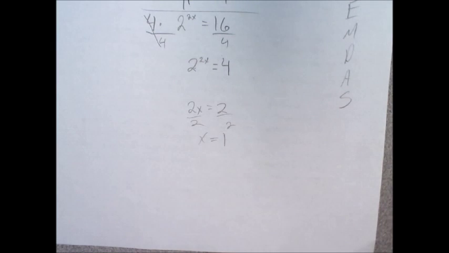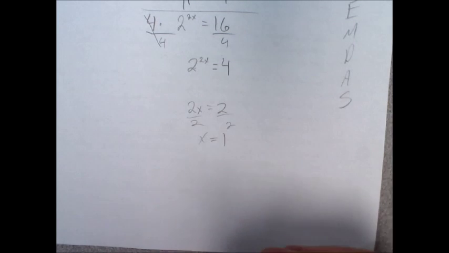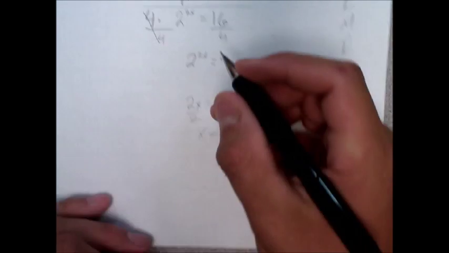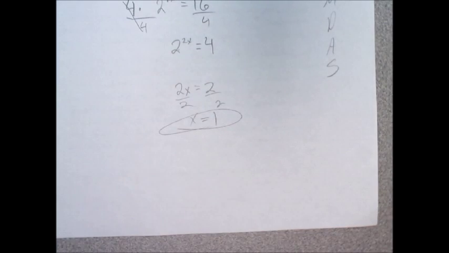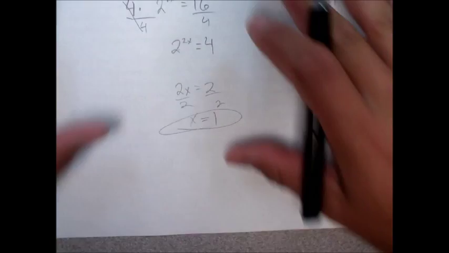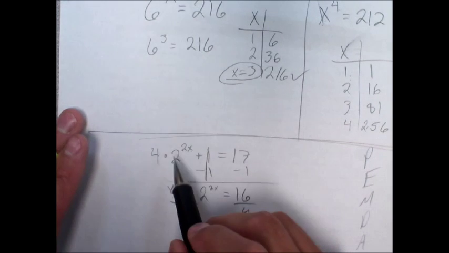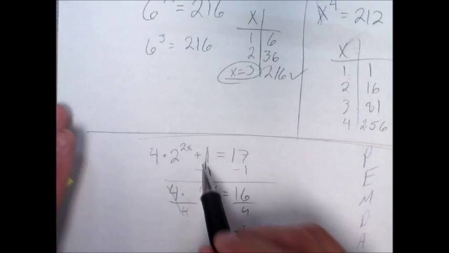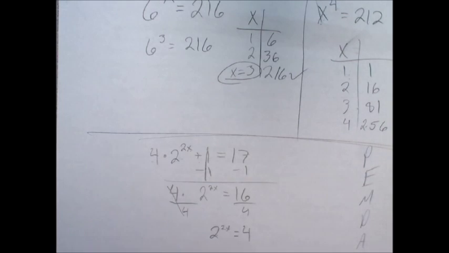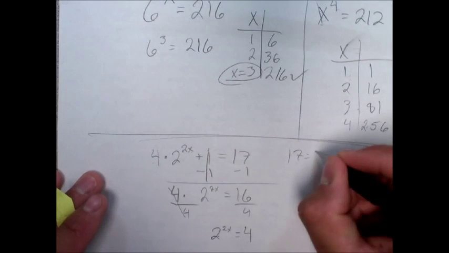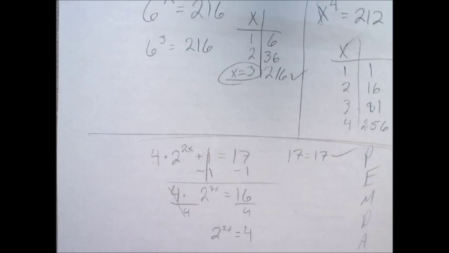While I appreciate Logan's reasoning, we also have to be able to explain it to somebody else without saying it's obvious. Now, once I get my answer down, I circle it, and I would check it again. So I'd go right up here. I'd say 2 times 1 is 2. 2 to the 2 is 4. 4 times 4 is 16. 16 plus 1, 17. It checks out because 17 equals 17.